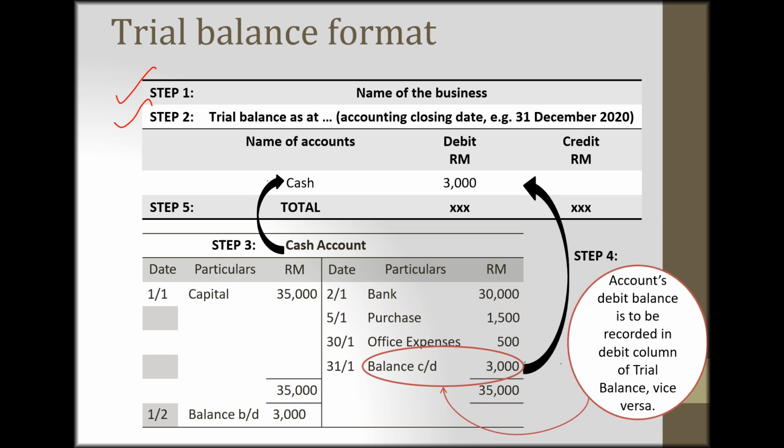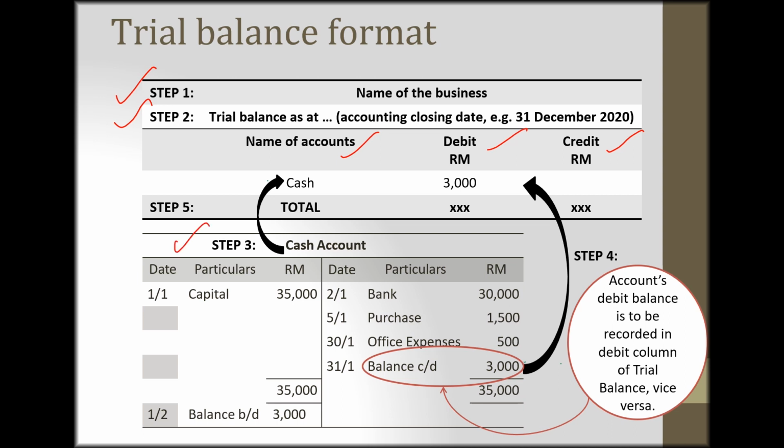Okay, and then we are going to have a column for name of account, a column for debit, and a column for credit. Name of account is the name of the account. Debit is the debit balance, and credit is the credit balance. I will give you an example here, for step number 3.